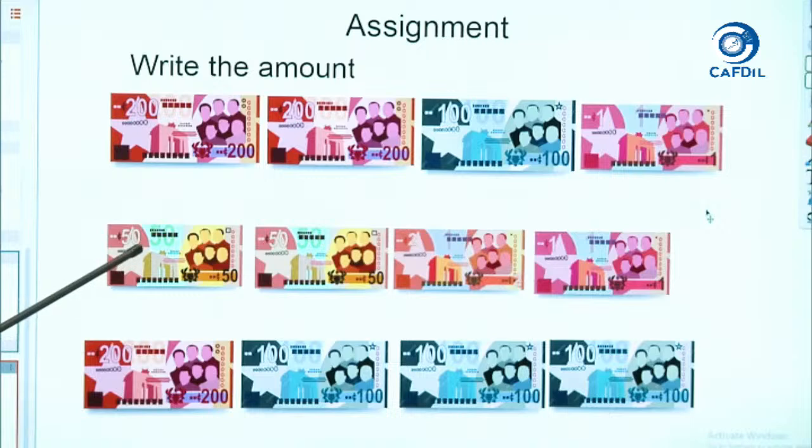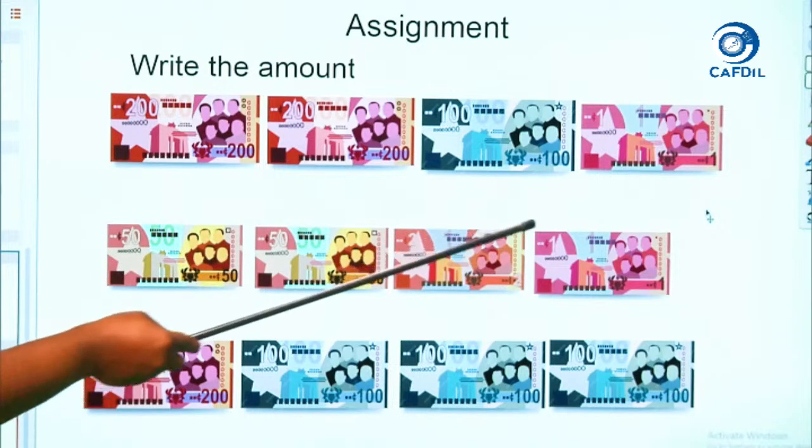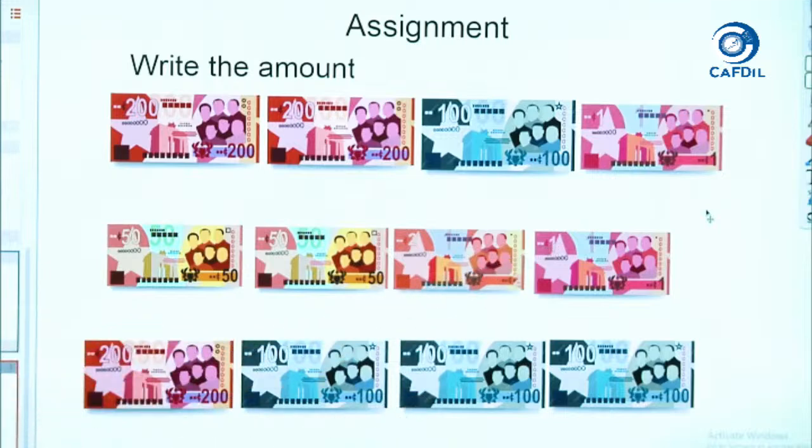The second one, we have 50 cedis, 2 cedis and then 1 cedis. I hope you can see them from your screen. Yes. 200, 100, 100, 100. You are to add all the notes and then write the amount for me.